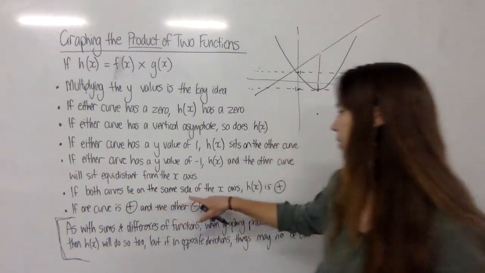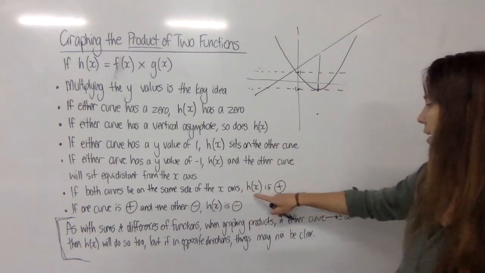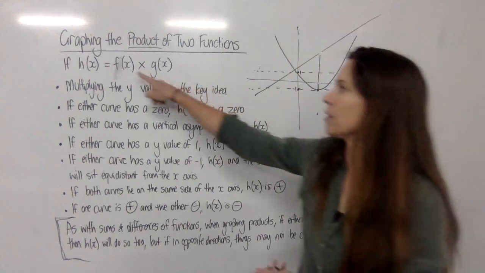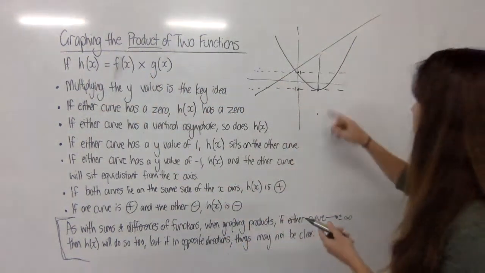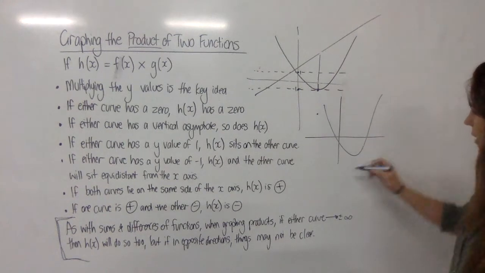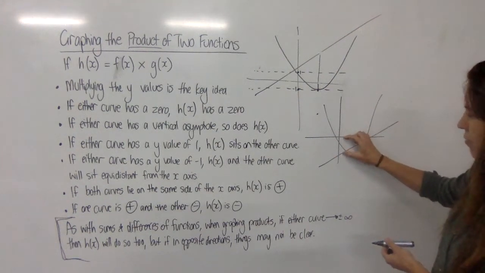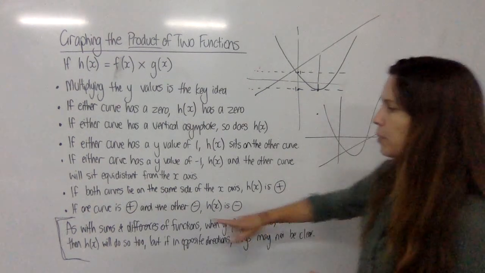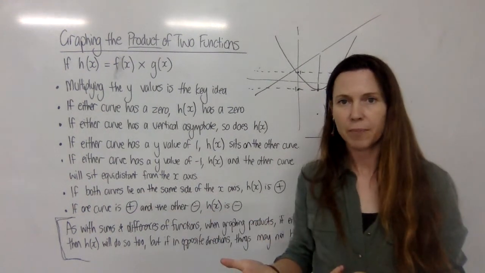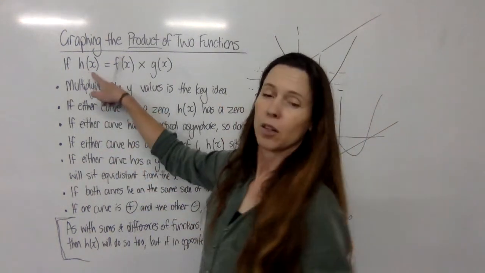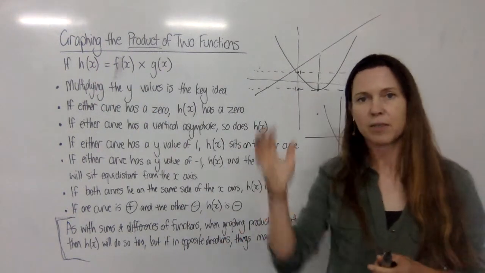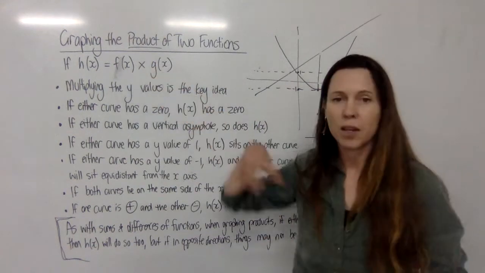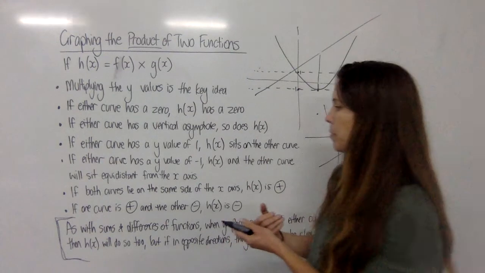Now, if both curves lie on the same side of the x-axis, h of x will be positive. That makes sense because if you're multiplying two positive numbers together, then you're going to get a positive number. But also, if they're both negative, let's say we've got one that's sitting down here and the other one's down here, and we're multiplying a negative by a negative, that also will give you a positive. So h of x will be positive anytime both of the curves are lying on the same side. So when you're considering the sign of your new function, and we know what we mean by that is it above or below the x-axis, really have a look at where your existing curves are both on the same side. That's where your new curve will be positive.